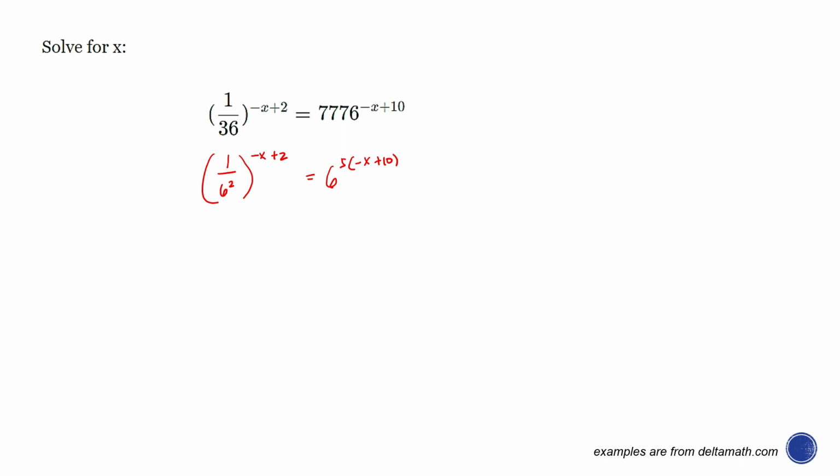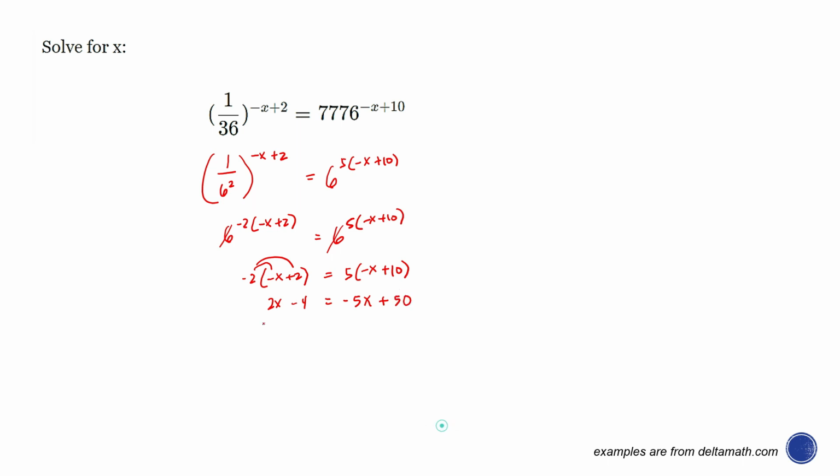There you go. Now, again, using the laws of exponents, we can express 1 over 6 squared as 6 raised to negative 2, times negative x plus 2, equals 6 to the 5 times negative x plus 10. So now I can disregard the exponents. Negative 2 times negative x plus 2 equals 5 times negative x plus 10. So distribute negative 2. This will be 2x minus 4. Negative 2 times negative x is 2x. Negative 2 times 2 is negative 4, equals negative 5x plus 50.